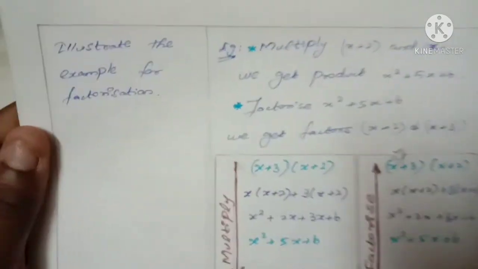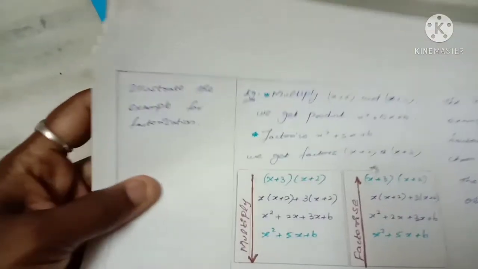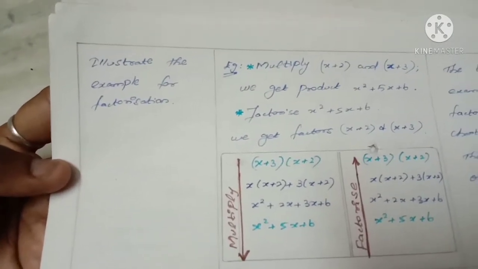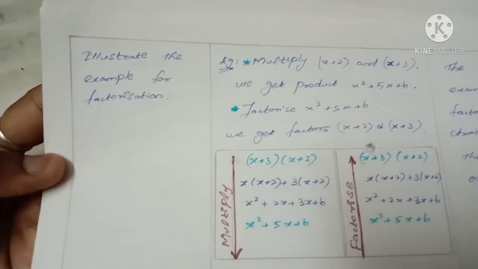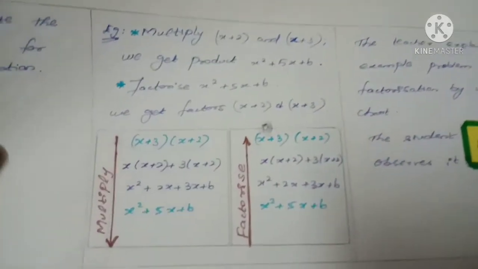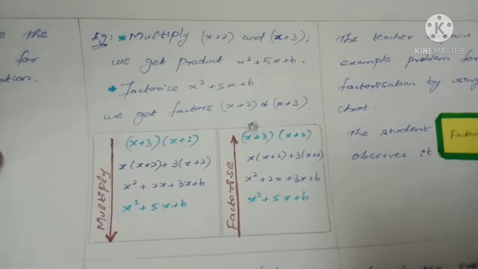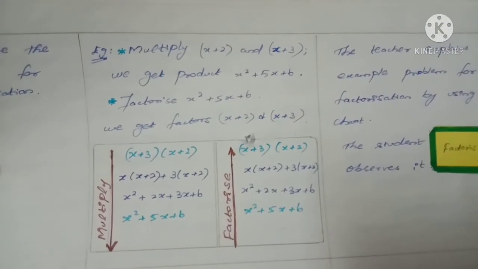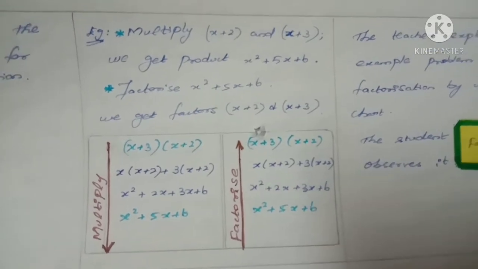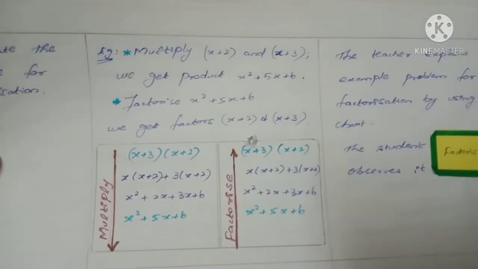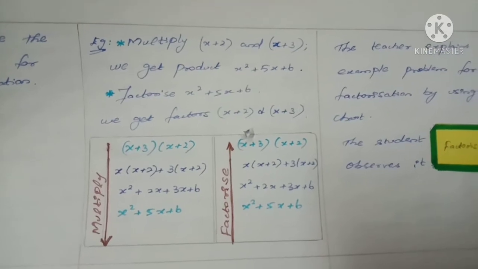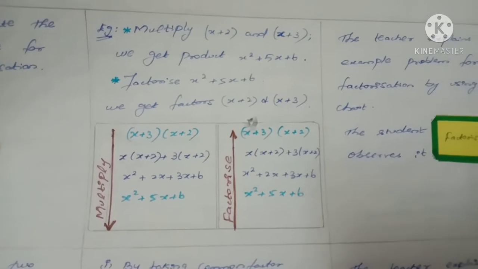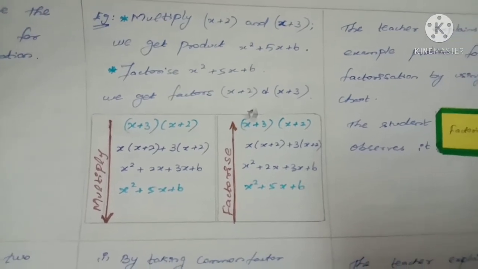In the second row: illustrate the example for factorization. In the second box, write some example. Multiply x plus 2 and x plus 3. We get the product x square plus 5x plus 6. Factorize x square plus 5x plus 6. We get factors x plus 2 and x plus 3.